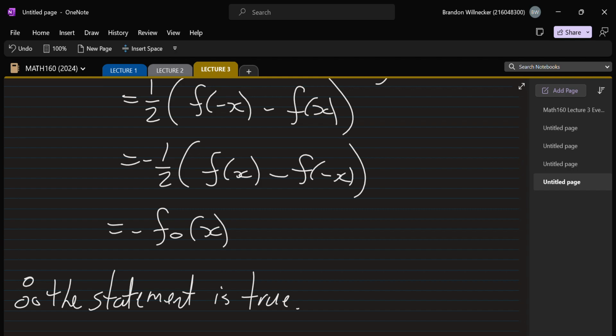Okay. So given any function, we can write it using this method as an even part plus an odd part. Now there is a little extra bit to this. It can be uniquely written this way. So when mathematicians say uniquely written this way, they mean that there's only one way to write it.